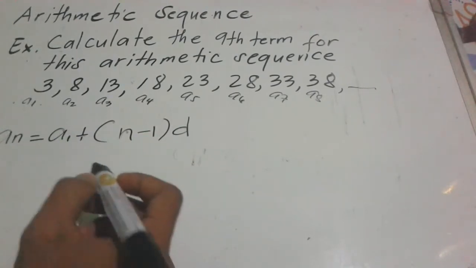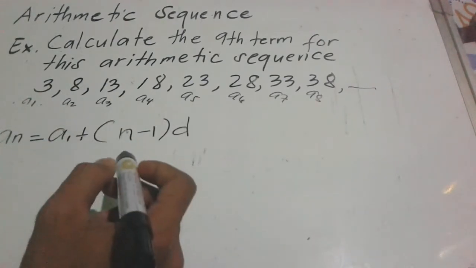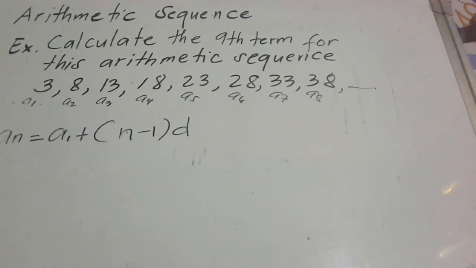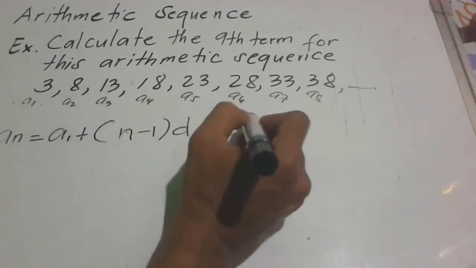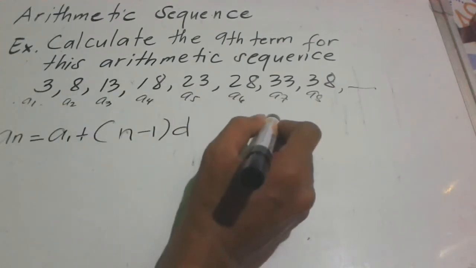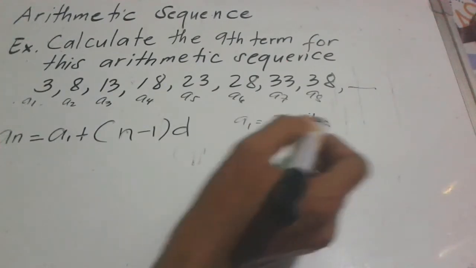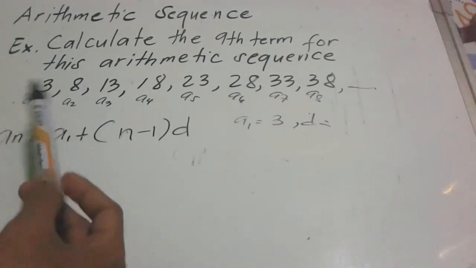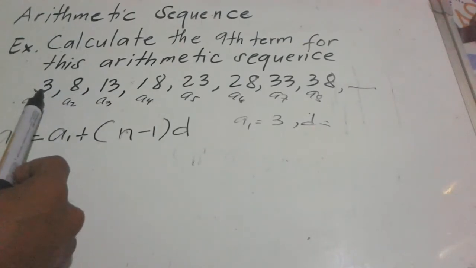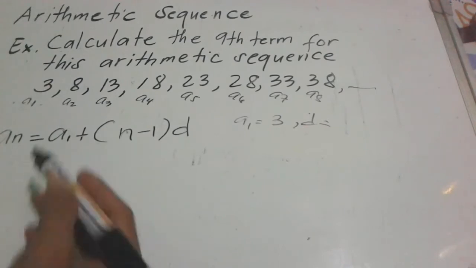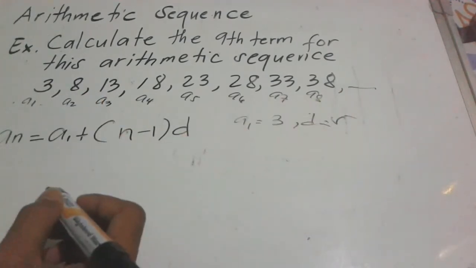So, try natin ito i-calculate. Hanapin natin ang 9th term. Ano yung common difference natin ngayon? Ang first term is 3. Ang common difference natin ay i-subtract lang natin, gaya kanina, 8 minus 3, 5, di ba? So, 8 minus 3 is 5. Yan ang magiging common difference natin.